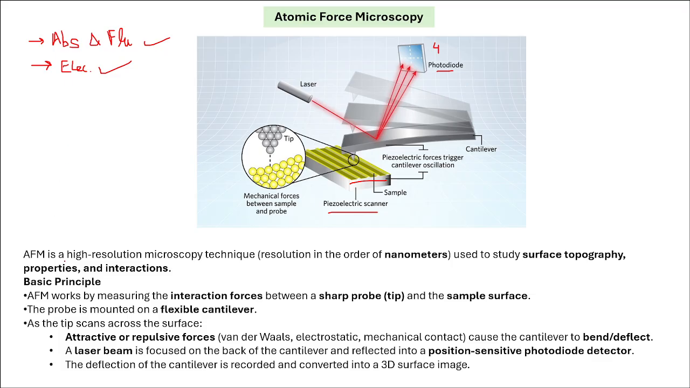So let us study. AFM is a high resolution microscopic technique used to study surface topography, properties, and interactions. AFM works by measuring the interaction forces between a sharp probe tip and the sample surface. The probe is mounted on a flexible cantilever.